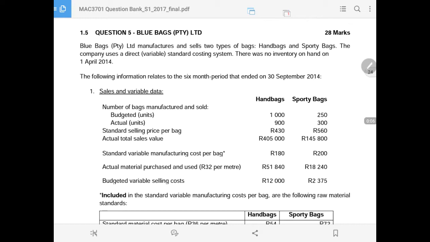I'll be now recording this question 5. Company name, Bluebags Pty Ltd, 28 marks. The marks allocated for this question.